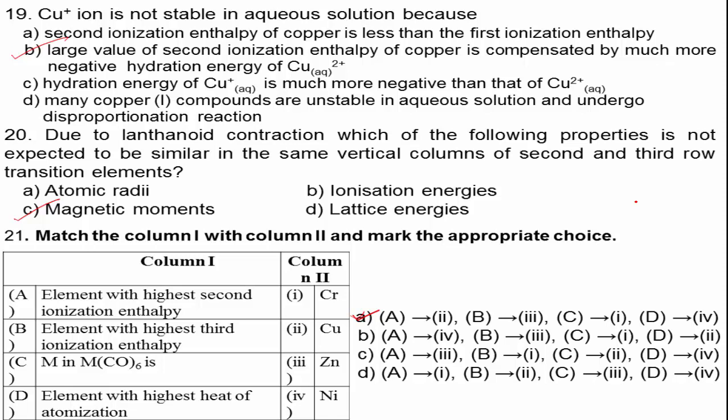See once again, element with highest second ionization enthalpy is copper. Element with highest third ionization enthalpy is zinc. M in M(CO)6 is chromium. Next, element with highest heat of atomization is nickel. Therefore, the correct answer is A.